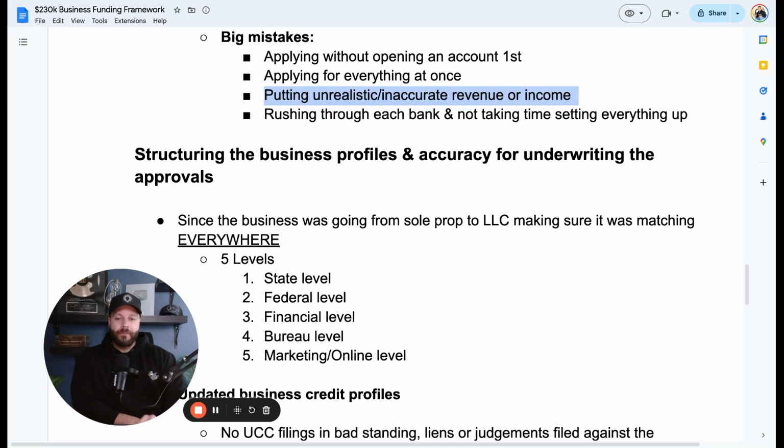The third mistake that I see is putting unrealistic or inaccurate revenue or income numbers. Know your numbers, both on the personal side and on the revenue side. And if you don't have your revenue in terms of actual tax returns, then you want to be able to project properly specific to your industry. Don't just put 350 on something because you saw it online. Don't just put 450 on something because you saw it online.